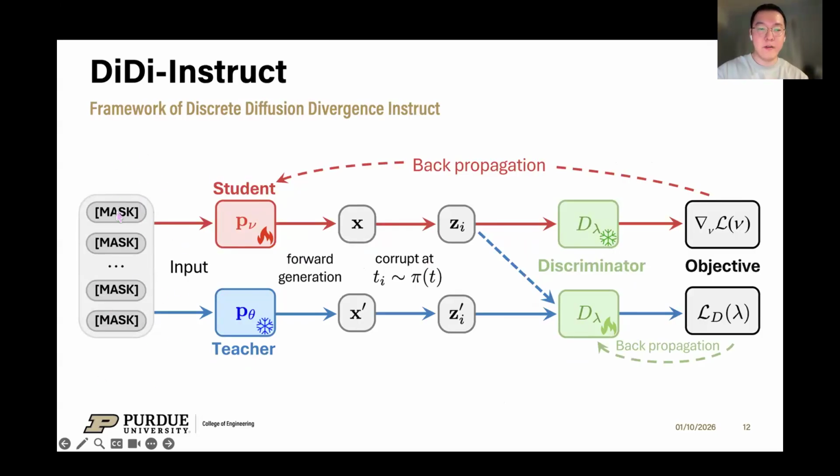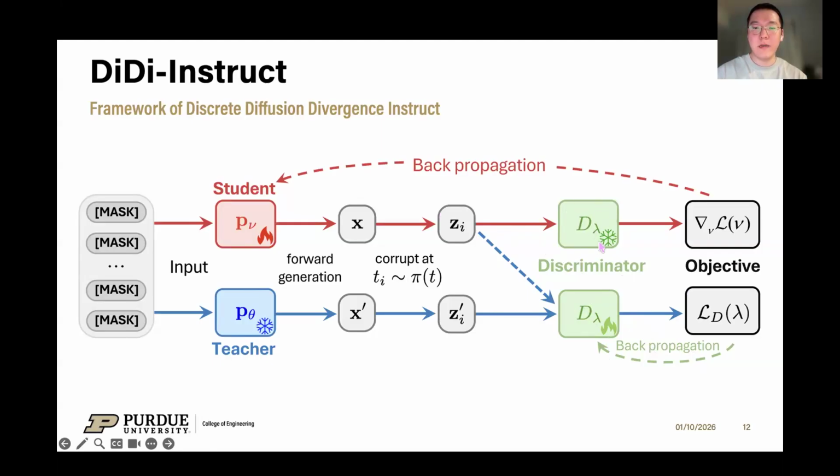We first have the sequence of mask tokens, and we input them to the student model and teacher model, and we require them to recover the whole sequence and then corrupt it to some random time step t_i, and then we get the partially masked sampled sequence, and then we input them to the discriminator. The task for the discriminator is to identify whether the sampled sequence is from the student or from the teacher. Then we have the ground truth and the binary output of the discriminator, and then we have the objective to train the discriminator.